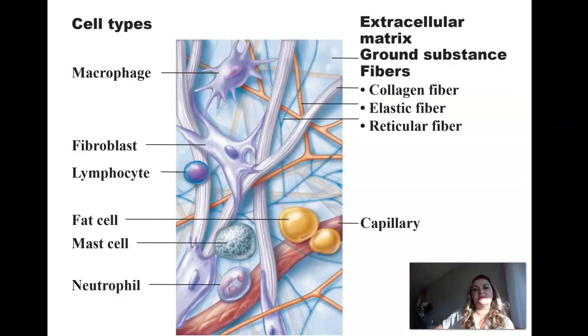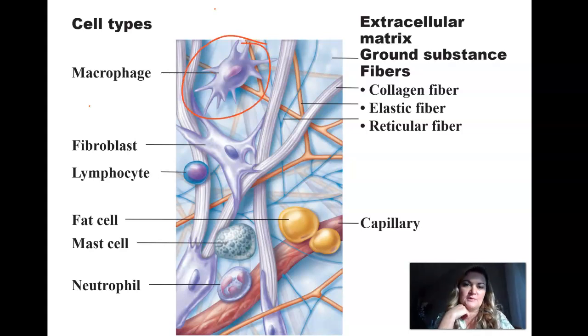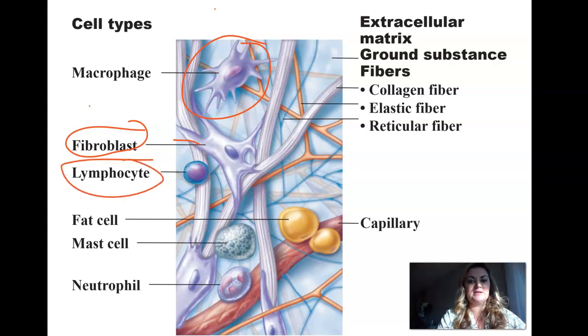All right, so looking at these different types. There we go. We have our macrophage here. Remember with that one, it's constantly searching for things that don't belong. We have our fibroblast here, which is going to create the fibers that you're going to find throughout connective tissue and also can create scar tissue. You have a lymphocyte here that's going to work with the immune system. You have your fat cell here.